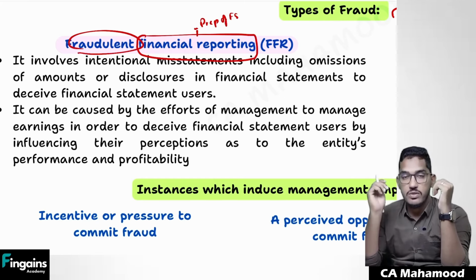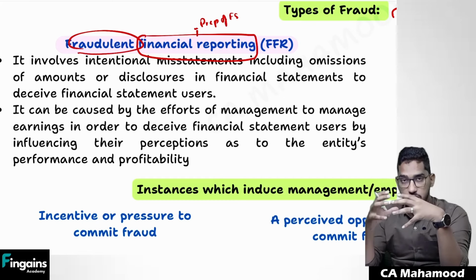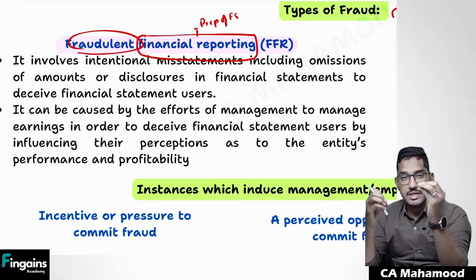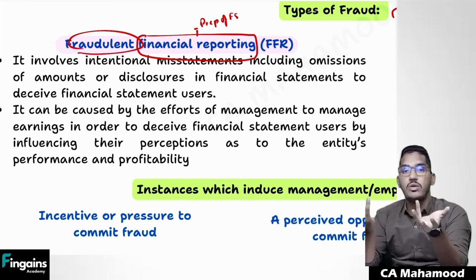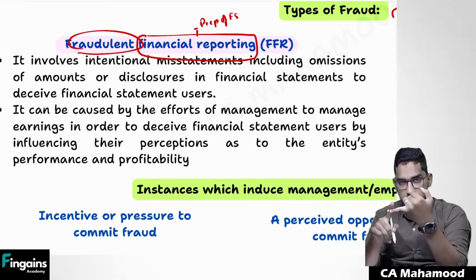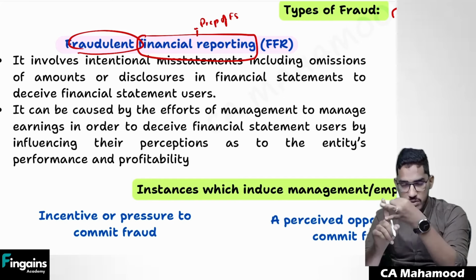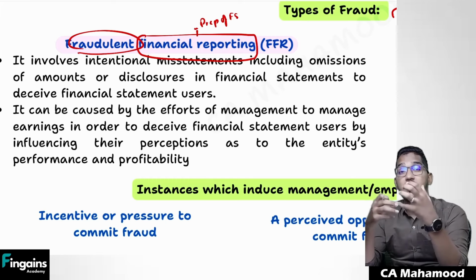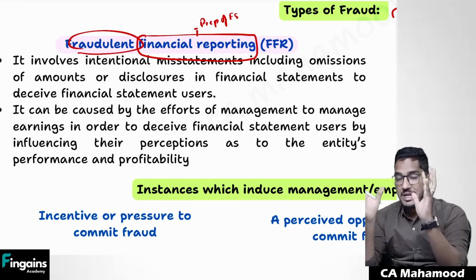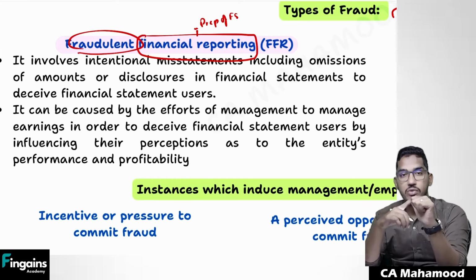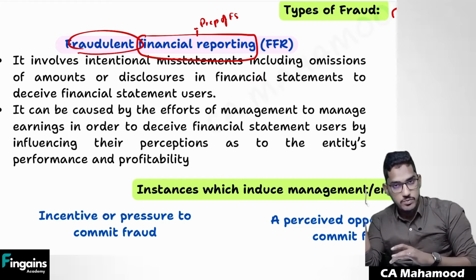Fraudulent financial reporting means what? If the management of the organization is preparing financial statements in such a way that they are giving a wrong picture by doing omissions from the financial statements, by misapplying the accounting policies. If the management is trying to convey a wrong picture through the financial statements, that kind of fraud we are going to call fraudulent financial reporting.